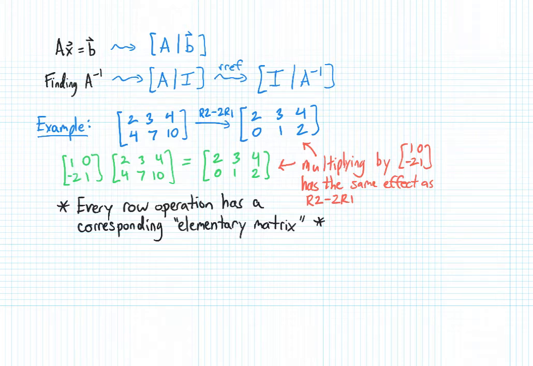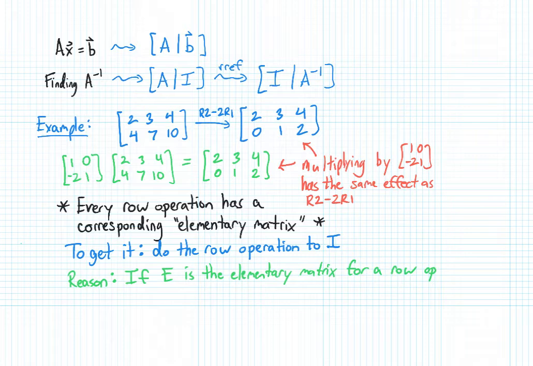And there's a simple way to find these matrices. You just do the row operation to the identity matrix. So if you look back at the matrix that we used in this example, that is the matrix that you would get if you did row 2 minus 2 times row 1 to the identity matrix. And there's a simple reason why this is the right thing to do.